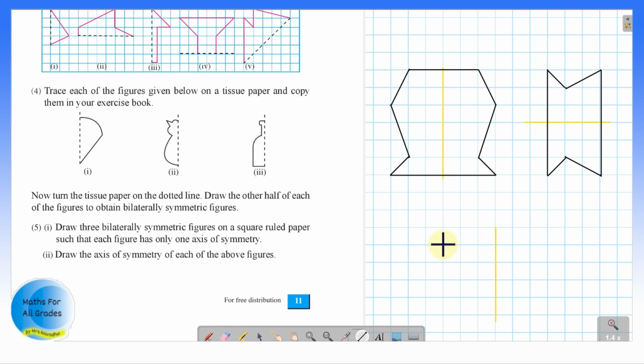Let's mark several points on this side here, here and here. So let's mark the corresponding points here, here and this one is three squares away. So it's here. Now let's connect these points, here to here, here to here, here to here and here to here. Like that you can draw any kind of figure.